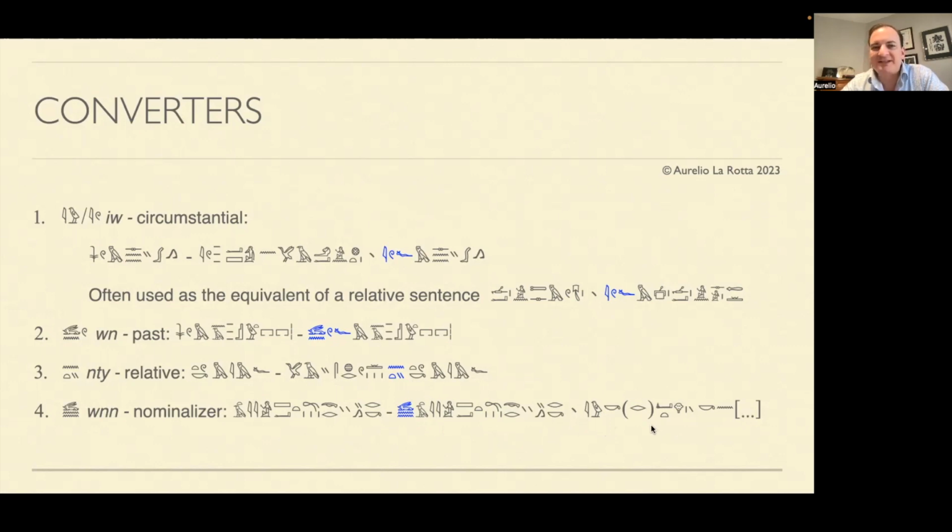You see that a lot in letters, late Ramesside letters. You will be sending me this. You will be paying attention to this. You will be doing blah blah blah. It's essentially a command, but it's structured like this. So when A, then B.